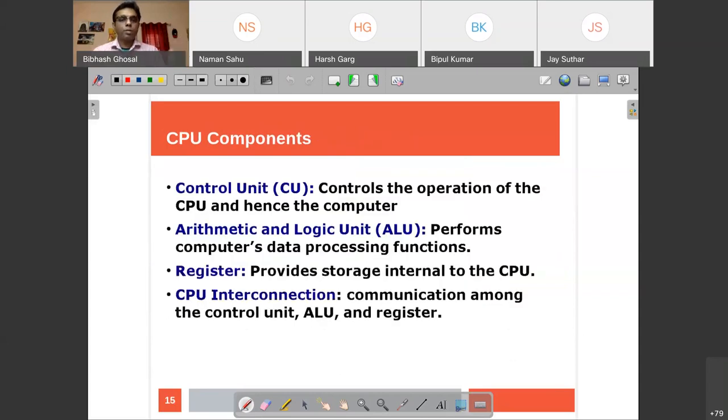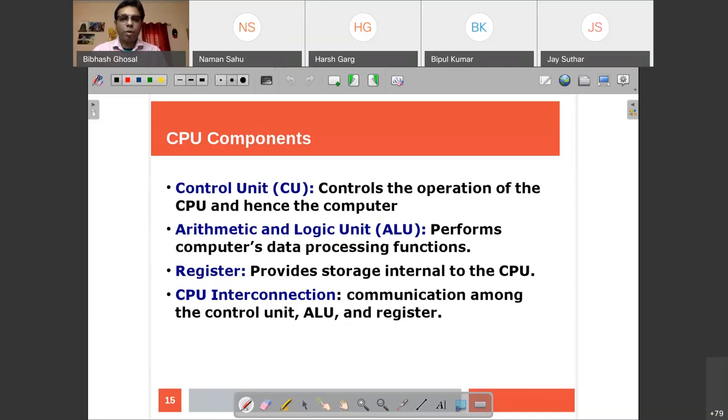Okay. So that is what I have mentioned. The control is to control the operations of the CPU and hence the computer. The arithmetic unit performs the computer's data processing functions, which involve arithmetic and logical operations. Registers provide the storage internal to the CPU. And there is an interconnection between them.